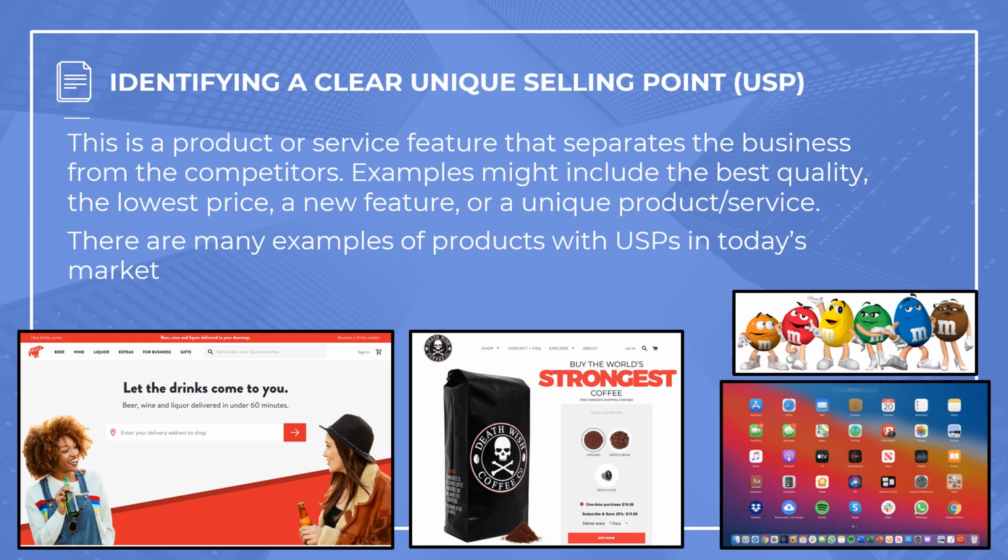So for example, you've got Apple. Apple's unique selling point is that their interface is easy to use, it's intuitive. Every Apple device that you get has the same interface and it's easy to use. Here we've got the world's strongest coffee. In order to claim that, it has to have some sort of truth to it. It means that they have verified that this is the strongest coffee, and that's their unique selling point. So that is how you can make your product different. Could be that it's the best quality, lowest price, a new feature, or something especially unique.